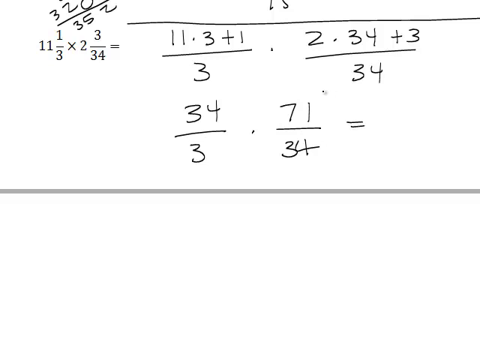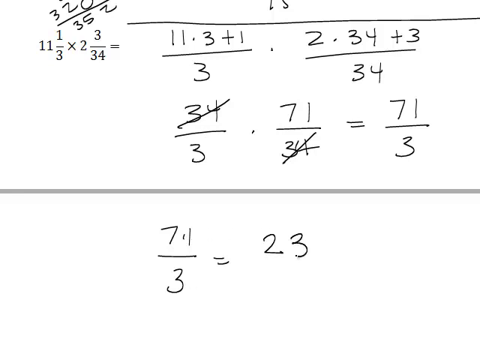And we can see at this point I have a 34 in the numerator, a 34 in the denominator. Those cancel away, and I'm left with 71/3. 71/3 as a mixed number: 3 goes into 7 twice. There's 1 left over. 3 goes into 11 3 times, and we're left with 2/3. 23 and 2/3 is the solution to 3 1/3 multiplied by 2 and 3/34.